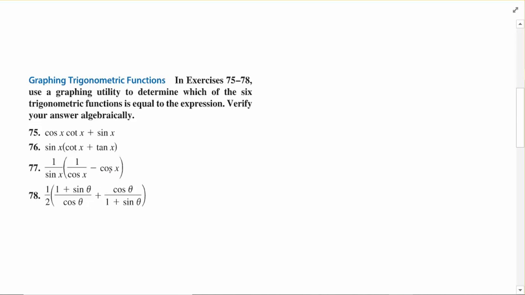Now, these particular problems, it says to use a graphing utility to determine which of the 6 trig functions is equal to the expression, then verify your answer algebraically. I'd prefer you reverse that: first you try to do the algebra and then see if it's what you thought it was. So on 75, we've got the cosine of x times the cotangent of x plus the sine of x. So I remember the cotangent is the cosine over the sine.